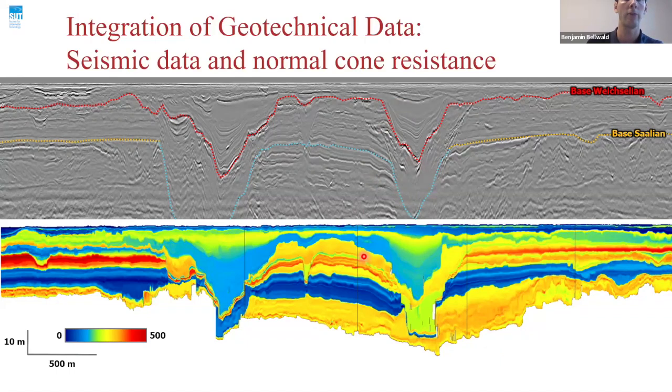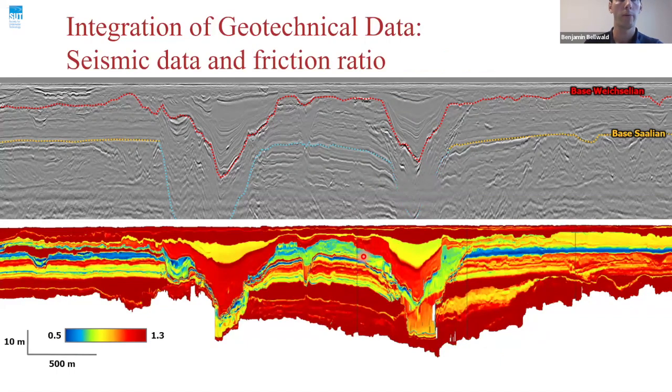This was done by Elise, Emma Legal and Benjamin Durand, in collaboration with us. Or we can also study how the friction ratio evolves in a tunnel valley. And again, you see a lot of variability in those.